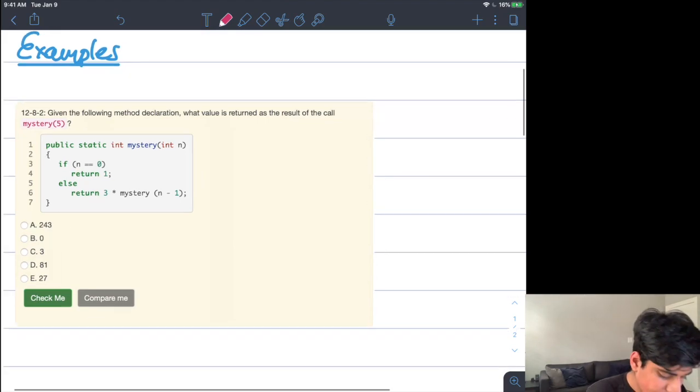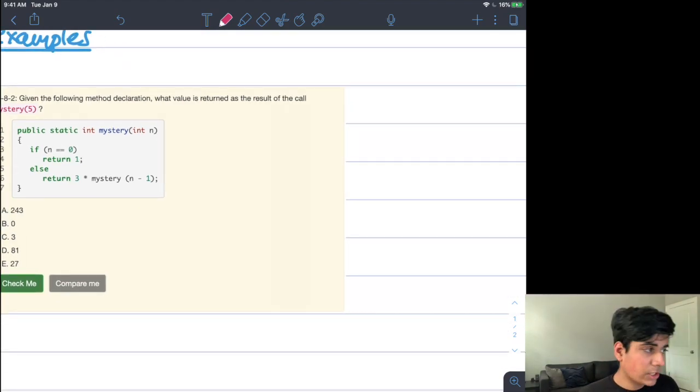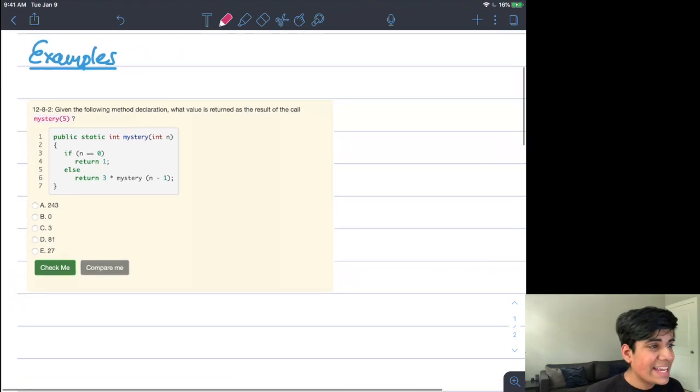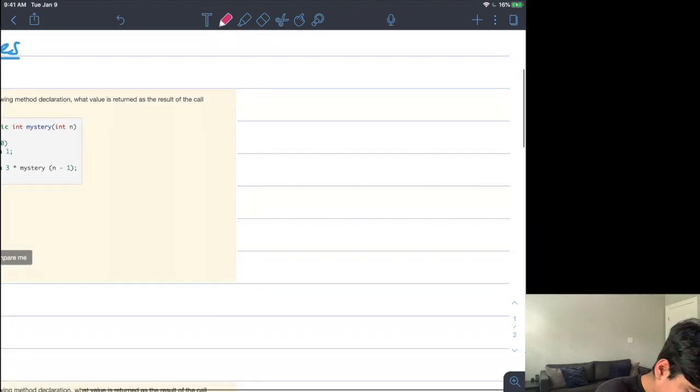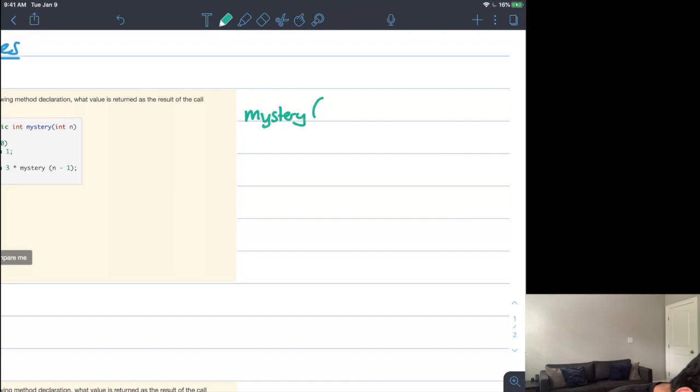So basically what this is saying is that the parameter for the method I'm running is 5. So over here, I'm just going to write out mystery, and then I'm going to say 5, and I'm going to do an equal sign. And this is how I solve all of the recursive problems. I definitely recommend you use this method.